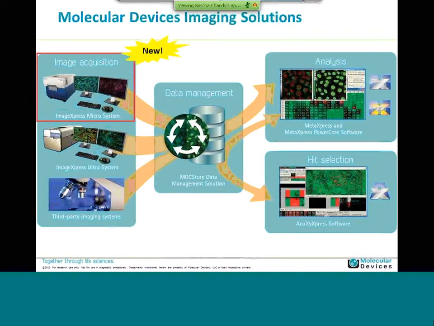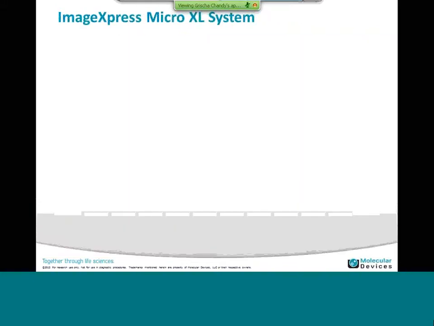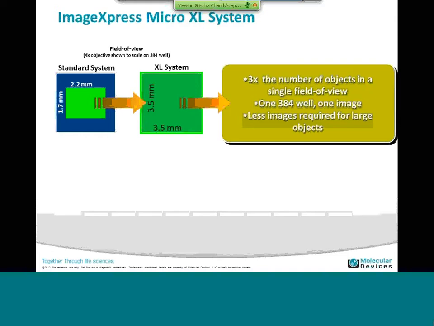Additionally, I want to mention some improvements on the hardware. So many of you know we have the Excel system and we have the standard system, and the top left compares the field of view of those two systems. The Excel is a little bit over 3 times the field of view of a normal standard high-content screening system.